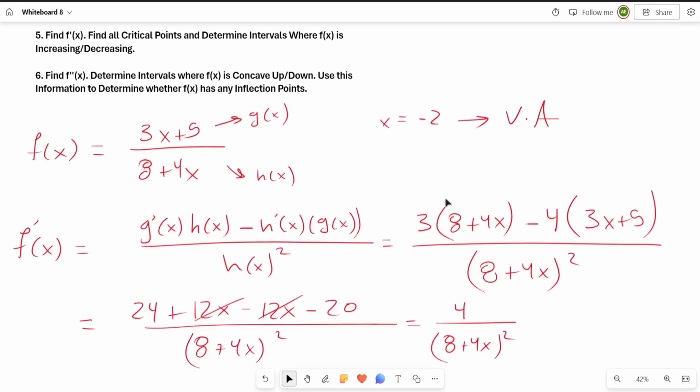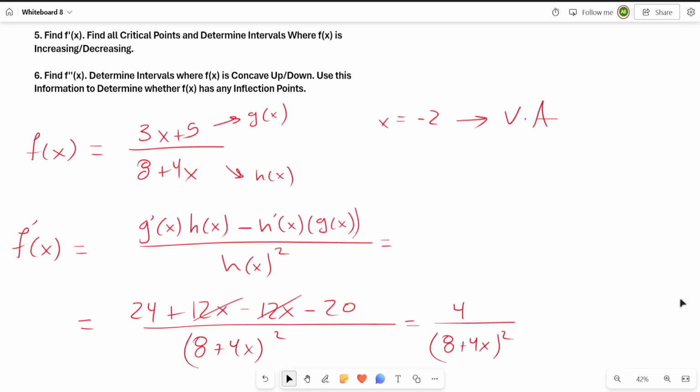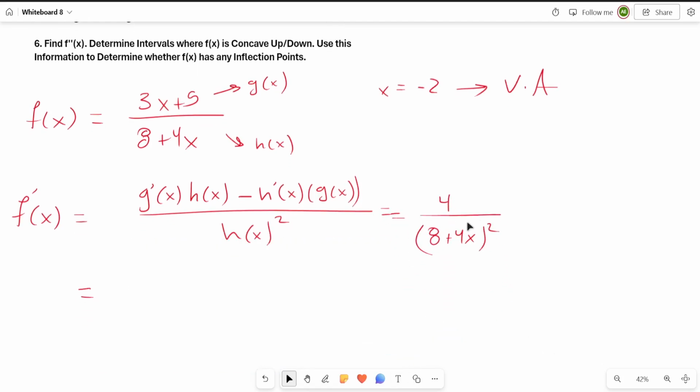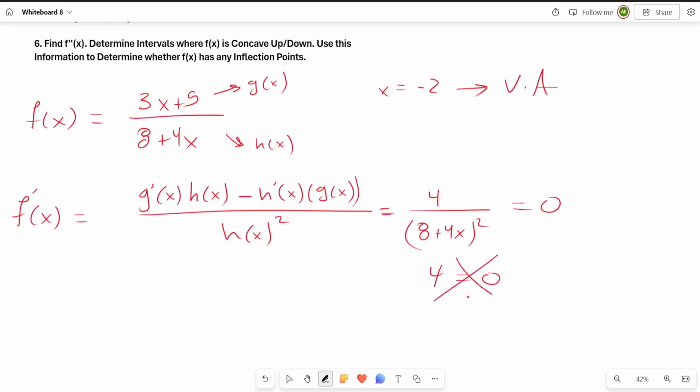So now this is my first derivative over here. So I can just copy it and move it this side. So this is my first derivative. Let's equate it to 0 to see if we will have any parts where the first derivative is going to equal 0. So I can multiply 8 plus 4x squared both sides, so I'll have 4 equals 0. This is obviously undefined, so this means that we will not have any value of x that will make our first derivative 0, so no stationary points.